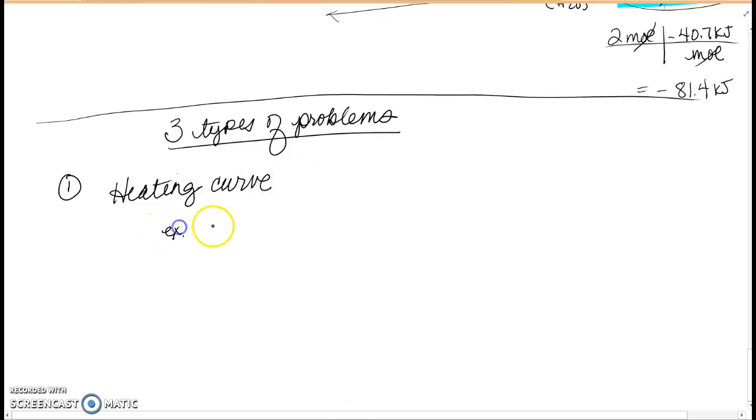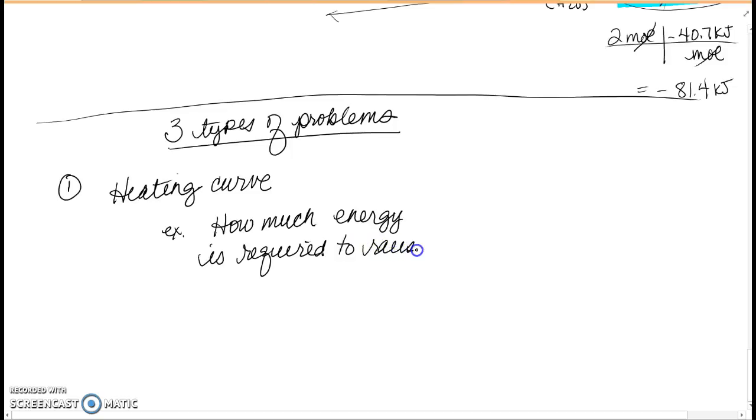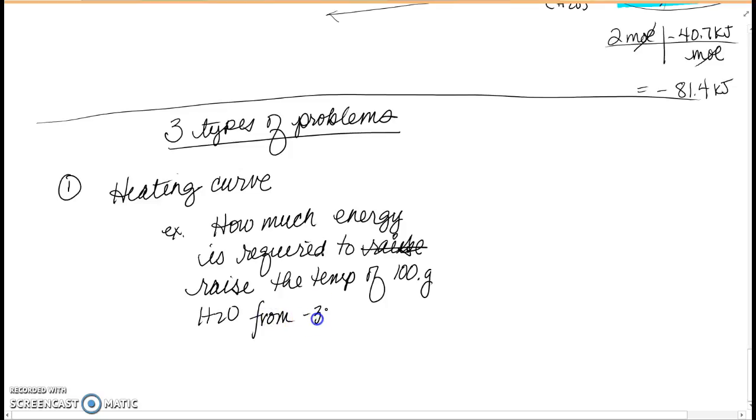So an example of a heating curve problem might be: how much energy is required to raise the temperature of 100 grams of water from negative 30 degrees Celsius to 97 degrees Celsius? So this is a kind of problem.